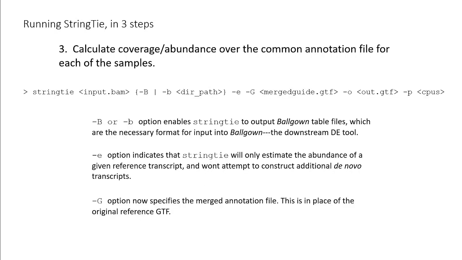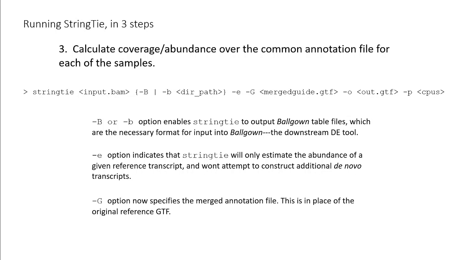Finally, Stringtie is again called to calculate abundance individually for each sample BAM file, but this time over the merged annotation file. At this stage, Stringtie should output the abundance estimations in a format that's suitable for input into ball-gown, the downstream differential expression tool. Using the -B option enables this output format.